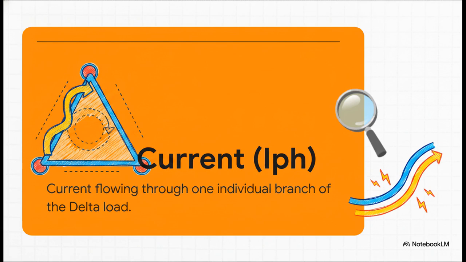But in three-phase systems, current isn't just one simple number. We have to be very careful with our definitions. Now, what's really interesting about this slide is the concept of phase current. Imagine that delta triangle in your head. The phase current is the localized, specific flow of electricity traveling through just one individual branch or resistor of that closed loop. It is strictly the inner circulation of the system.